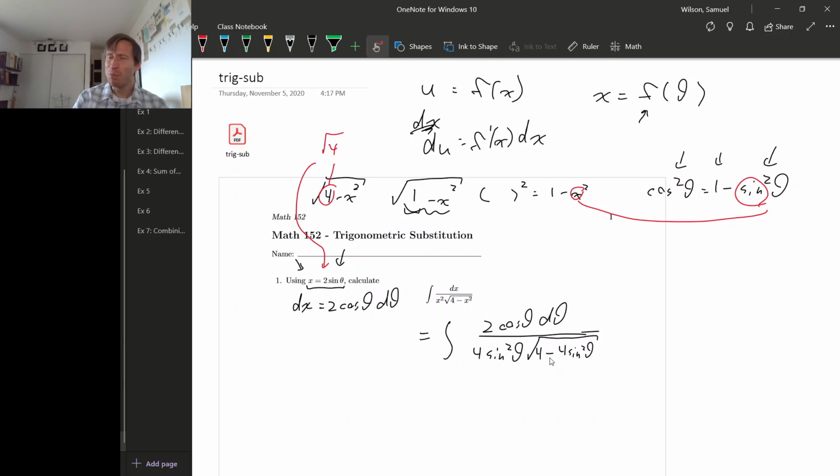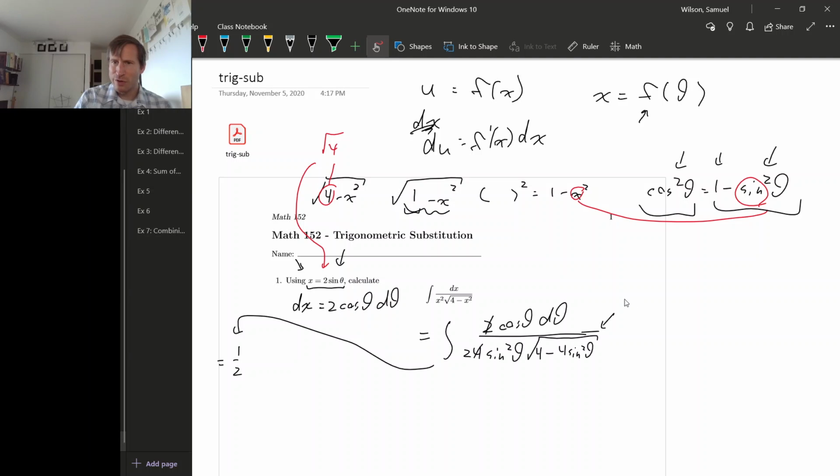But remember, the whole point of this substitution was that we turned a messy thing into a perfect square. So this square root will cancel. We just have to do the algebra to see how it turns out. So let's move over here. First of all, this 2 cancels there, and we're left with a 2 in the denominator. Let's move that out.